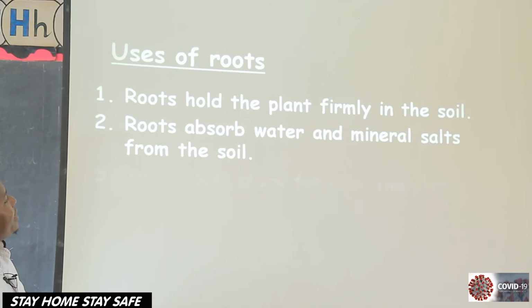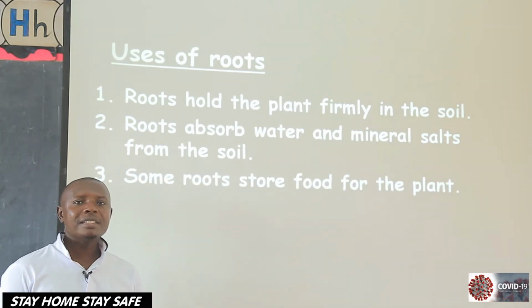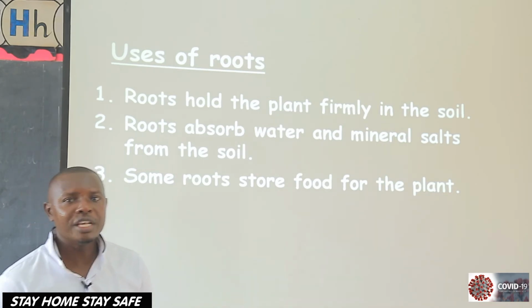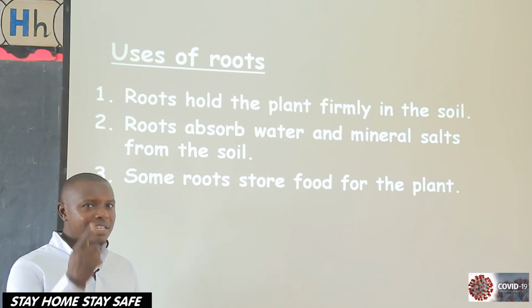Can have another one, as some roots store food for the plant. Are we there? That's good. I like asking, are we there?